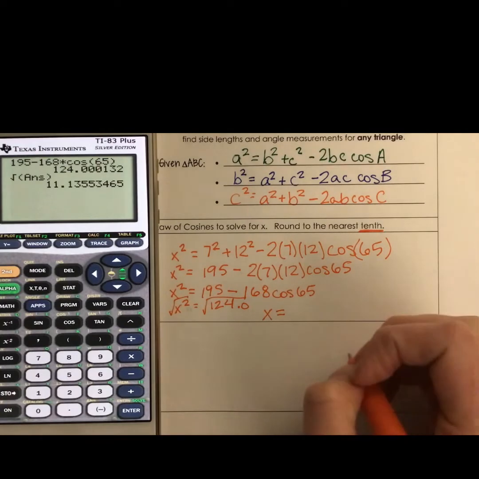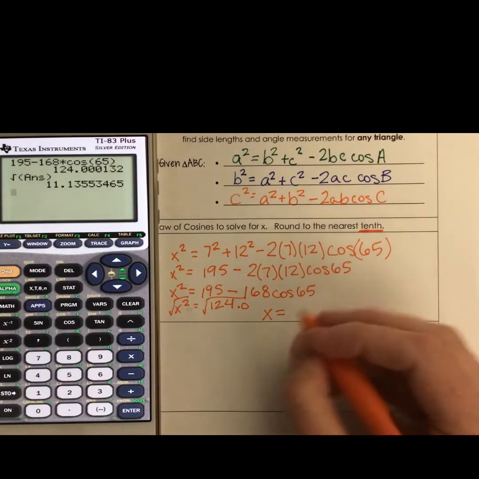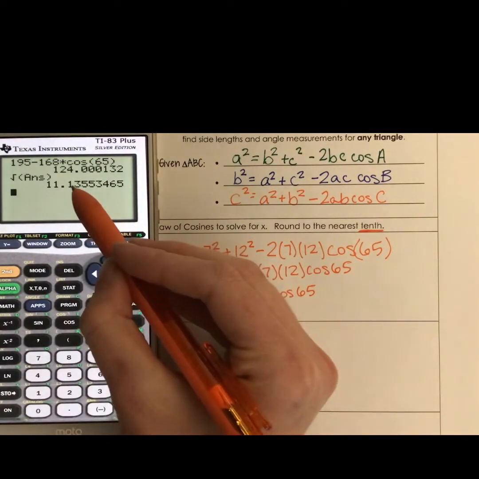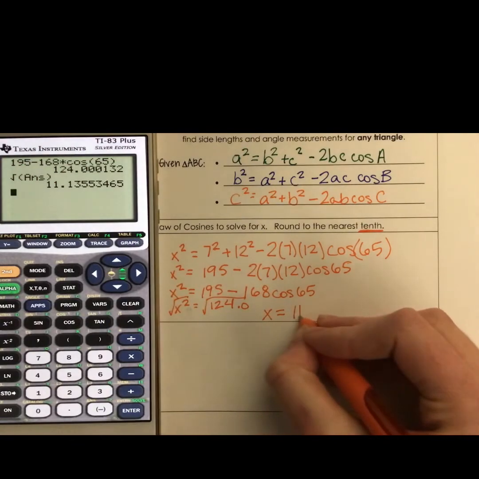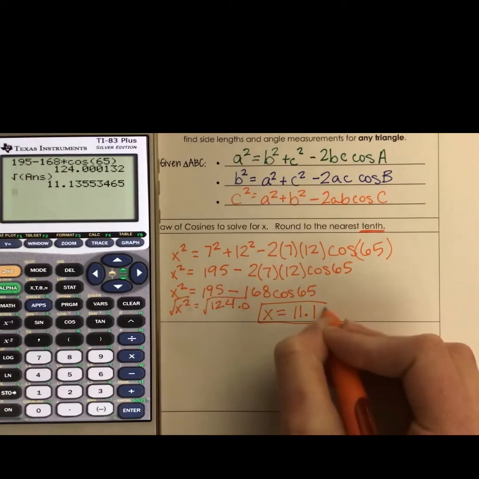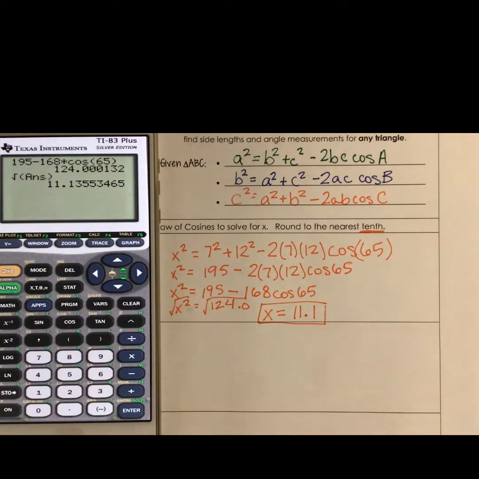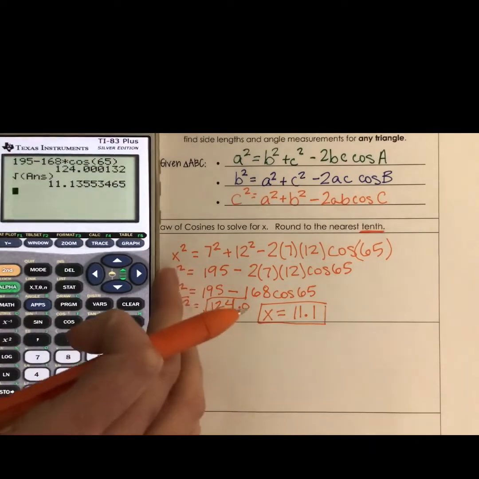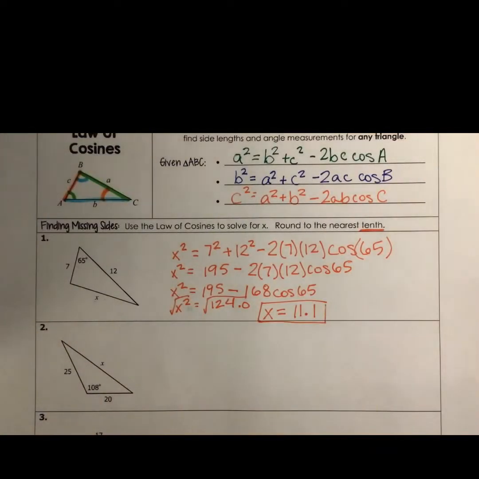And we get 11.1355. Well, we want to round to the tenths, and that would leave us with 11.1. So that's how you would find a missing side. Next, let's take a look at how to find a missing angle example.